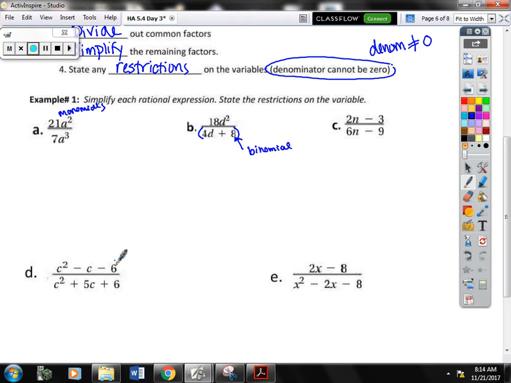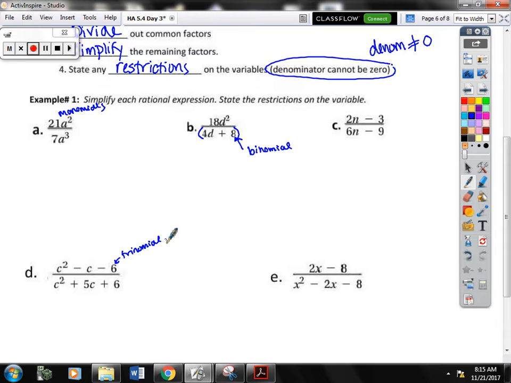Does anyone remember what these are called in terms of a polynomial based on the number of terms it has? We had a monomial, a binomial. What would this be? A trinomial. So usually when you see a trinomial like this, we're going to factor it like we've been doing into two binomials. And then we may have common binomials in the top and the bottom that will divide out.